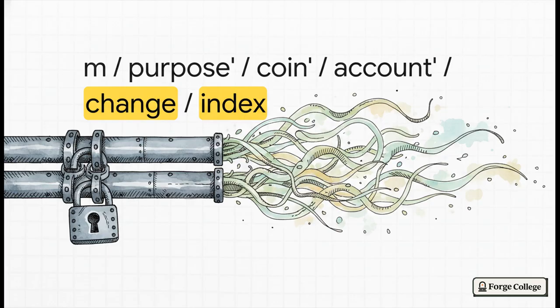We harden the purpose, the coin type, and the account to strictly isolate them. That way, if someone somehow gets your Ethereum account public key, they can't use it to reverse engineer your Bitcoin account. But notice that change and address index at the very end don't have apostrophes. They are non-hardened. This is brilliant because it allows us to use view-only replication to generate thousands of receiving addresses effortlessly without ever touching our private keys.